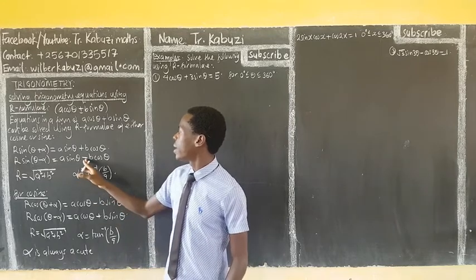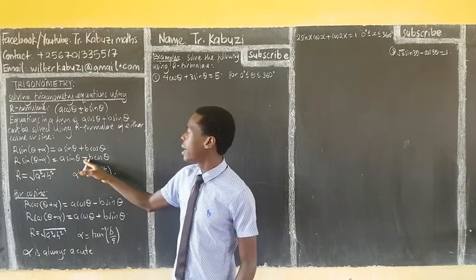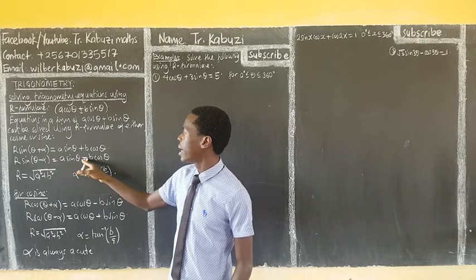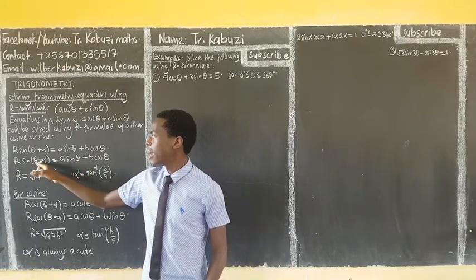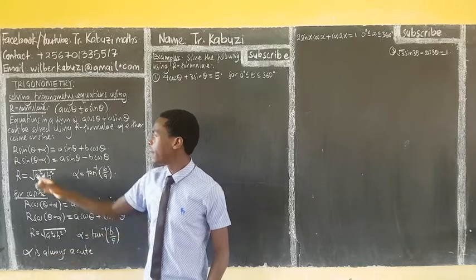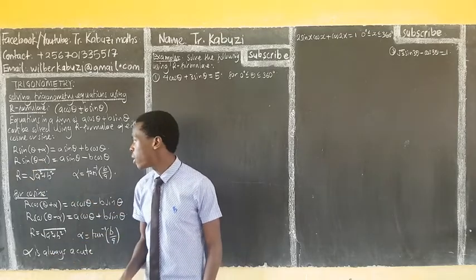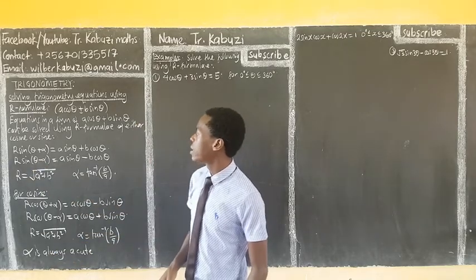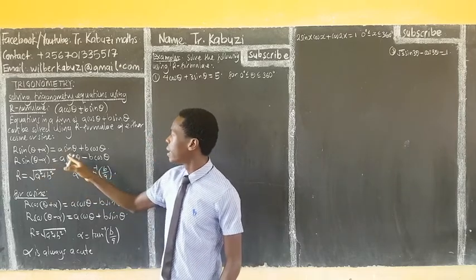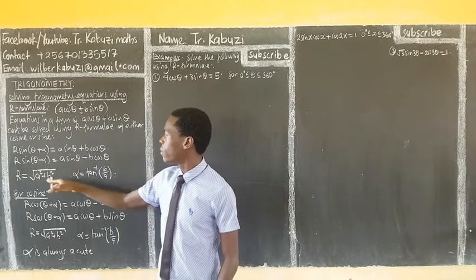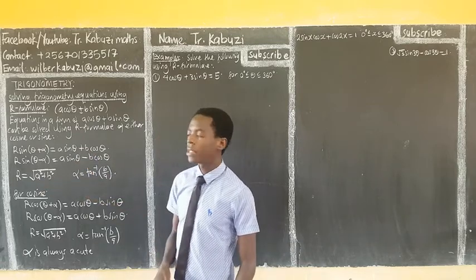If the sign between the angles in the given question is negative, then this one for sine also becomes negative, because if you expand sine, you get a negative if the sign between those two angles is negative. How do you get R? For this R, you take the coefficient of sine and the coefficient of cos, square them, get the sum, and take the square root.